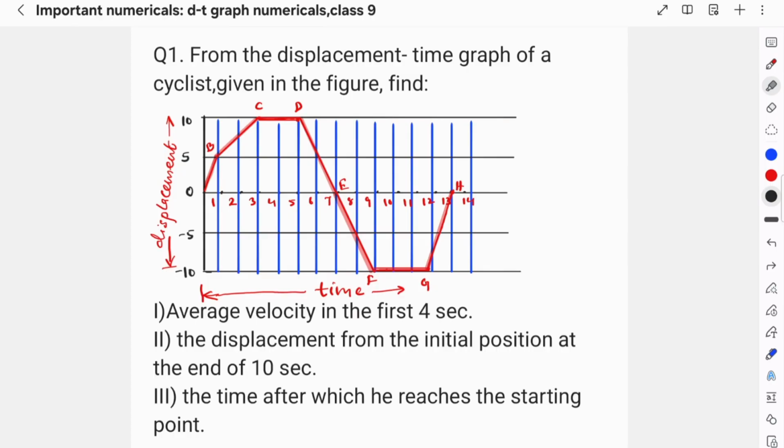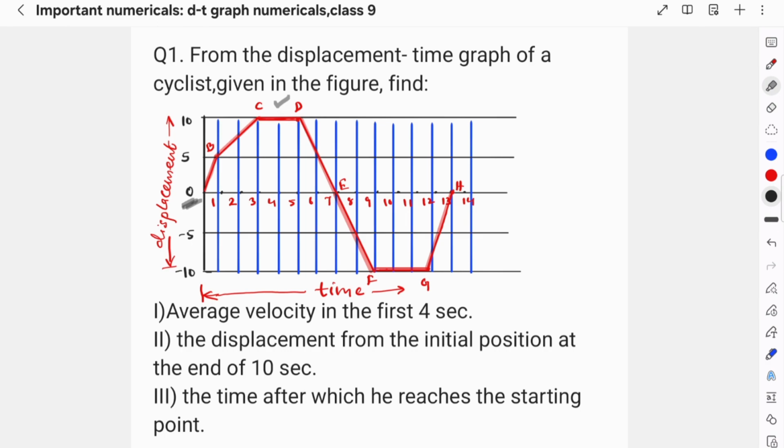Okay. Now see, the cyclist is starting from rest. So it is starting from here at the 0 position. Now let's see how much distance he has traveled in the first 4 seconds. In the first 1 second he has traveled 5 meters, and then from 2 to 3 seconds he has traveled another 5 meters, and at 4 seconds he is somewhere here in between C and D.